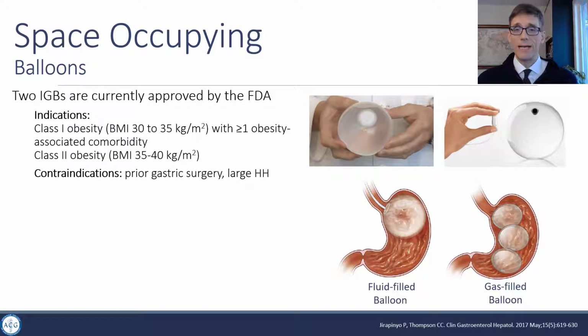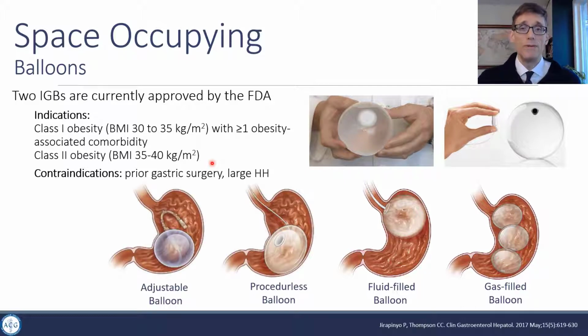And here are the two intragastric balloons currently approved in the United States and commercially available: the fluid-filled balloon and the gas-filled balloon. The gas-filled balloon you may stage in multiple here. The indications for these include obesity class 1 with at least one obesity-related comorbidity, or obesity class 2. Contraindications include prior gastric surgery of any type, large hiatal hernia, among some others.